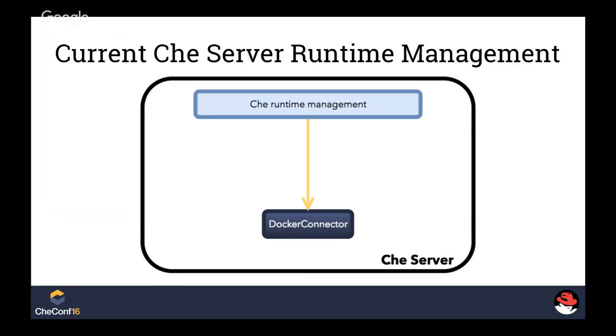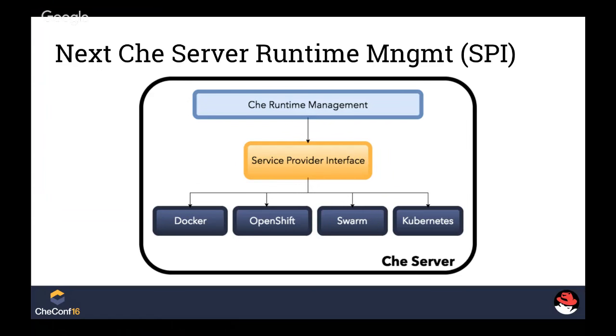So what we want to do, to be able to run Che not only with the Docker API but also with other APIs, like the OpenShift API, the Docker Swarm API, or the Kubernetes API, is to build an abstraction layer, the service provider interface, that will let the Che runtime management create workspaces using all these container engines.